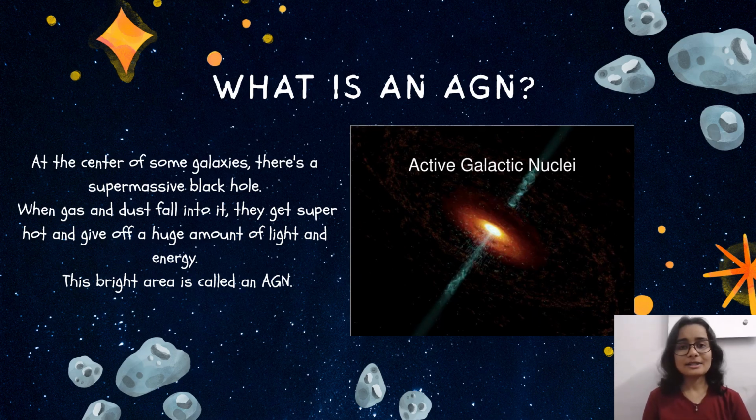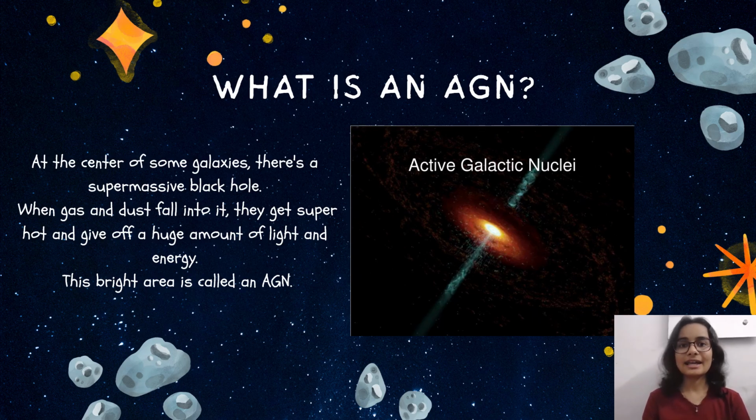On this basis, we can say that there are two kinds of galaxies. One is a normal galaxy, and another is an active galaxy. If the nucleus of a galaxy is not active, that means it is not radiating any energy or heat, or its spin is zero, then we say this is a normal galaxy, just like our Milky Way.